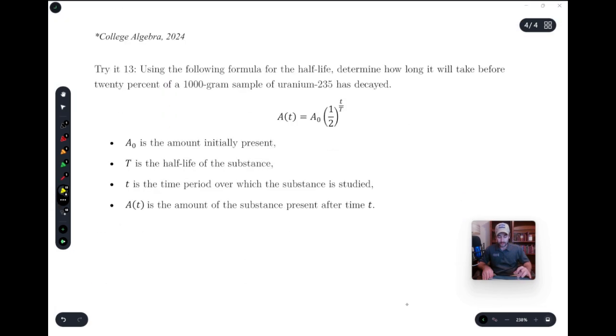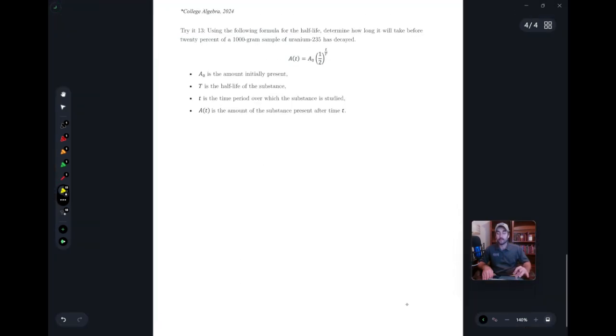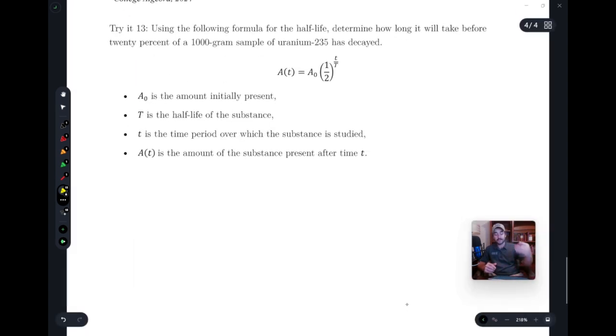All right, let's keep going. There's one more practical problem, and then we'll wrap it up for this section and this chapter. This practical problem says, using the following formula for half-lives, determine how long it will take before 20% of a 1,000 gram sample has decayed. And so we have our principal from back in the day.